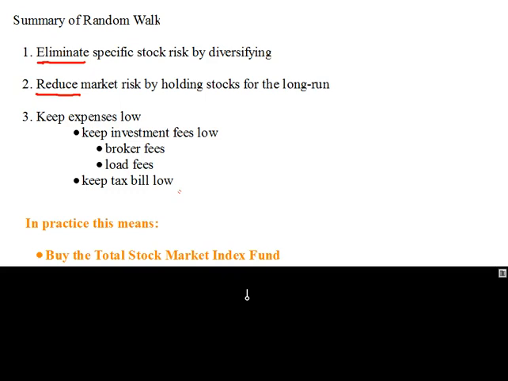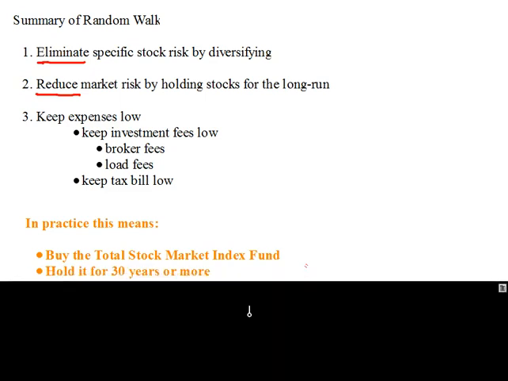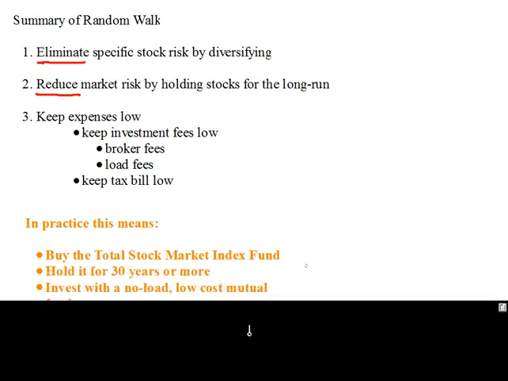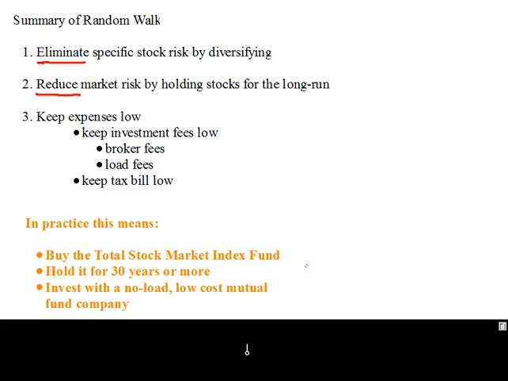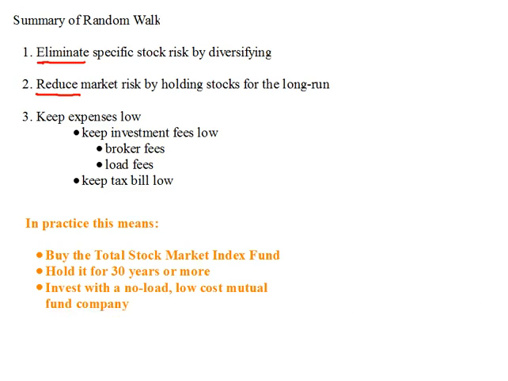One, buy something like a broad index, like the total stock market index fund. Okay, it doesn't have to be that. Some of these mutual fund companies will also sell what are global index funds, things like that. So, you choose what index fund. I'm just giving this one as an example. There's a very broad index fund. You could buy the total stock market index fund, hold it for 30 years or more, and invest with a no load, low cost mutual fund company. Okay? Invest with a no load, low cost mutual fund company. And that would be it. These are the simple rules for the random walk.